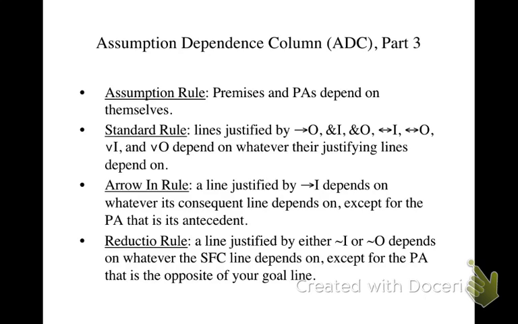So that's how the assumption dependence column works. This is now the complete assumption dependence column for propositional logic. There will be no, wait, I take it back. When we add the derived rules, we'll have to add them into the assumption dependence column rule. So this is basically the complete set, but we'll add a little bit when we get to the derived rules, which is in the next module. And then when we start doing predicate logic, then we'll need to update it again.